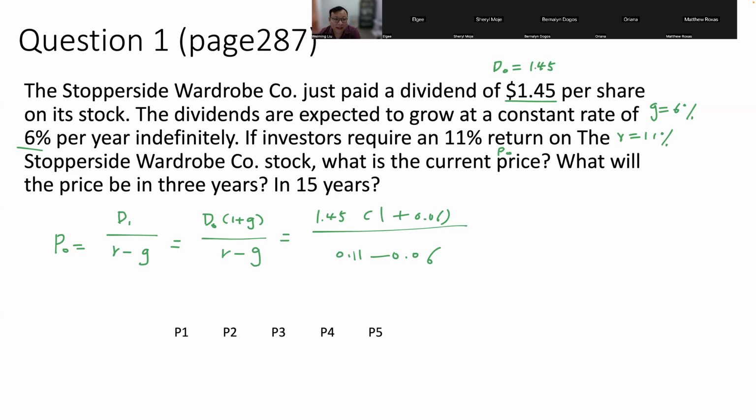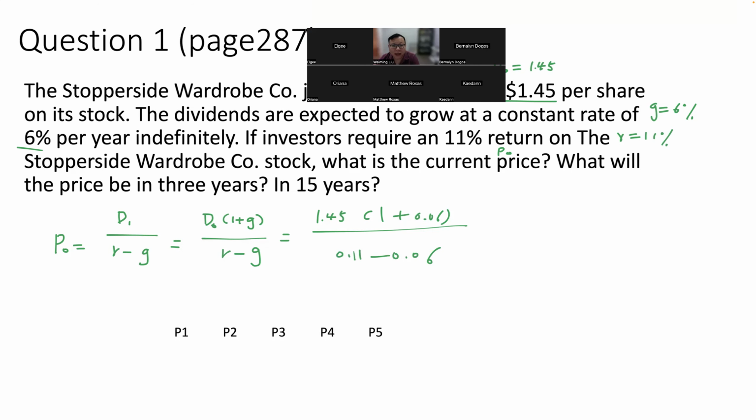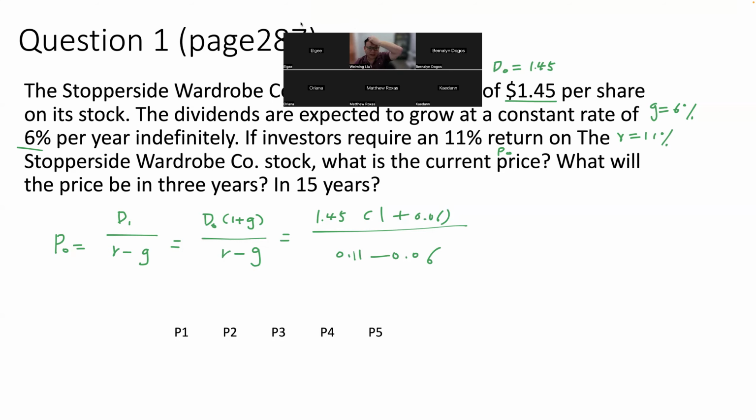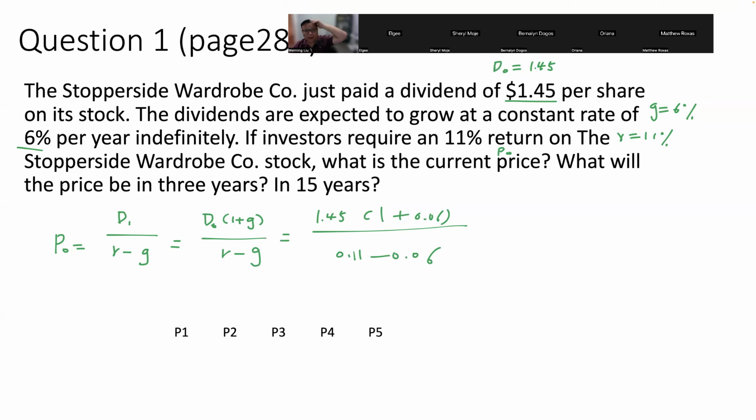Are we clear with this? Give me a thumbs up. Okay, good. Do you have any questions on this? No? Okay. So now we know the current price P0, and the question is asking what the price will be in 3 years. In 3 years, that is P3. They want to know P3.